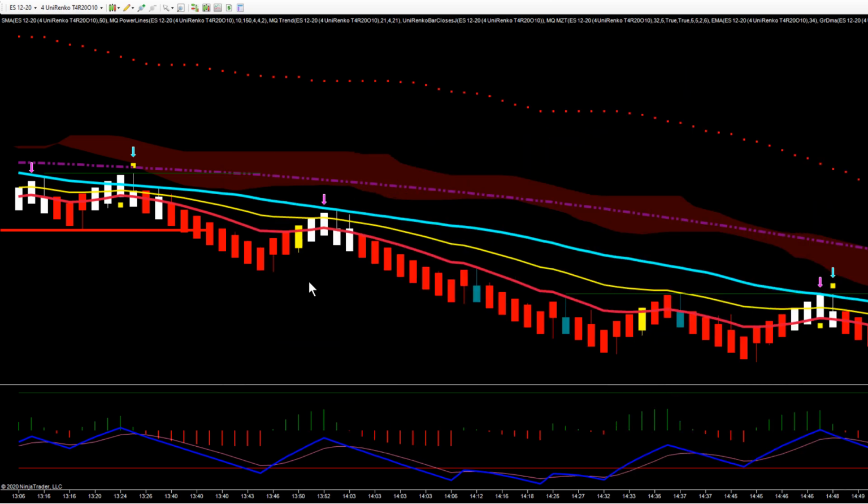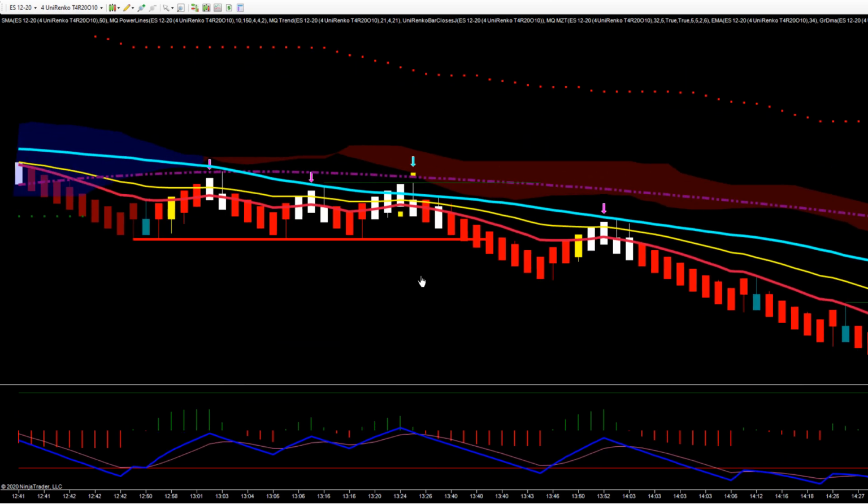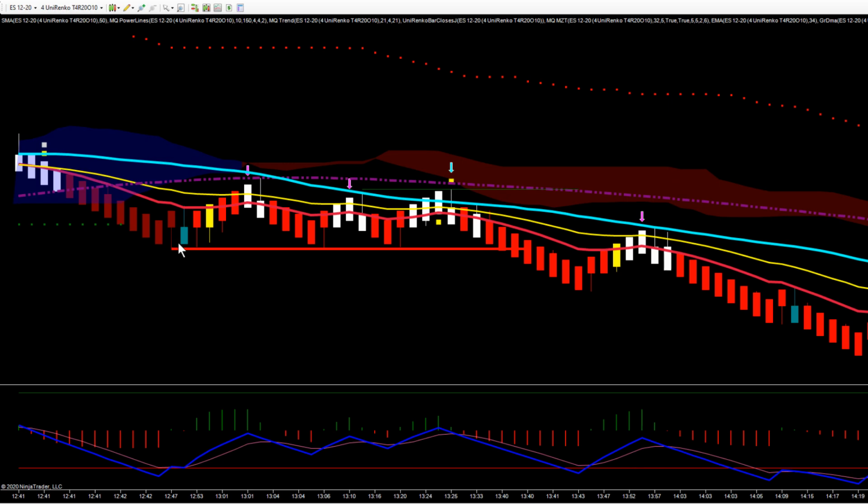Renko setup. So again, what we call well-defined support is you want to hit it at least 2 times. 2 or more times is even better, and here we hit it basically 5 times. So this definitely qualified as well-defined support that led to some nice shorts in the ES today.